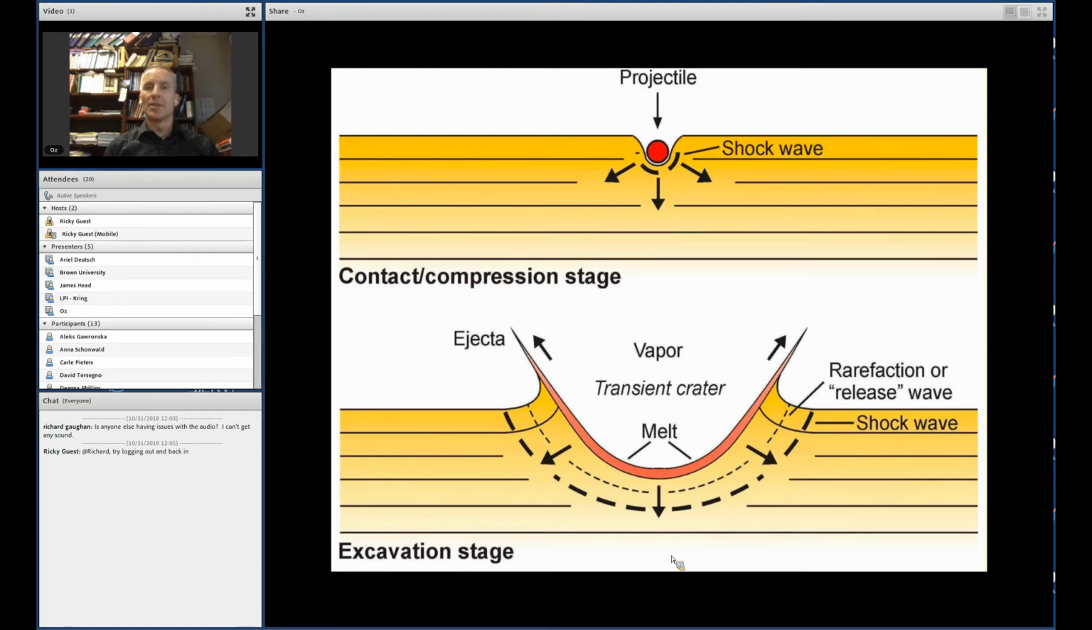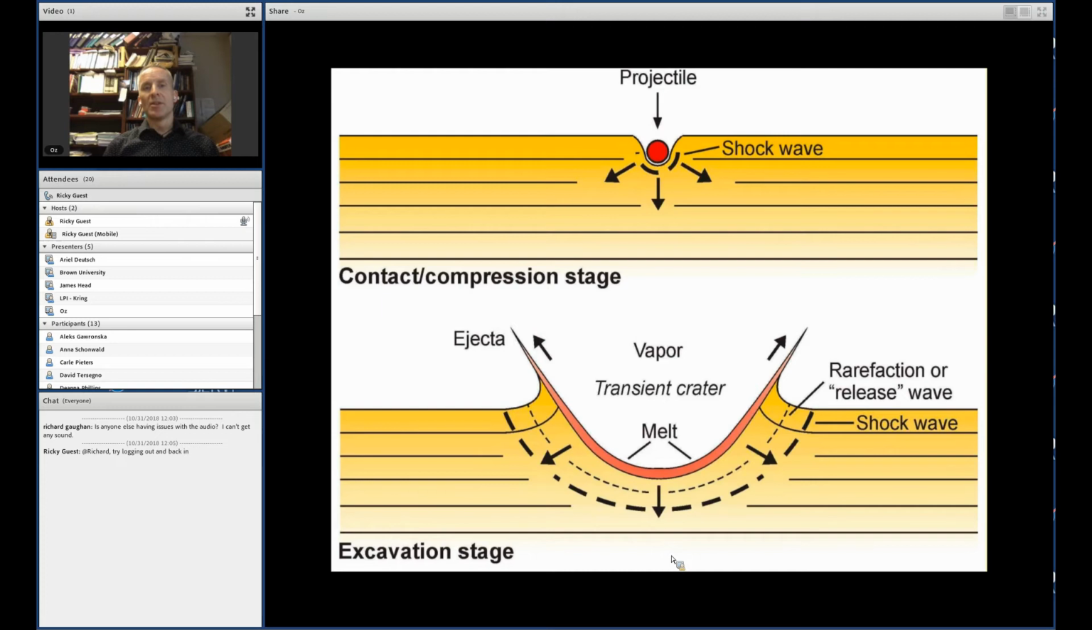The shock wave radiates out into the target and back into the projectile itself. When that shock wave reaches the back of the projectile, this is what we call a free surface, and you can't subject such a surface to compression. And so that shock wave is then reflected back into the projectile and into the target in the form of a refraction wave or a release wave.